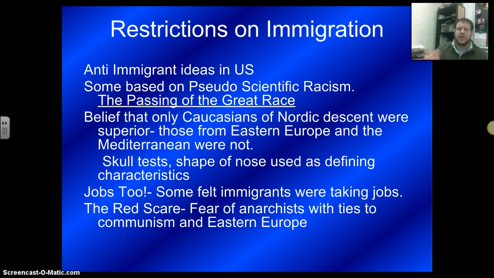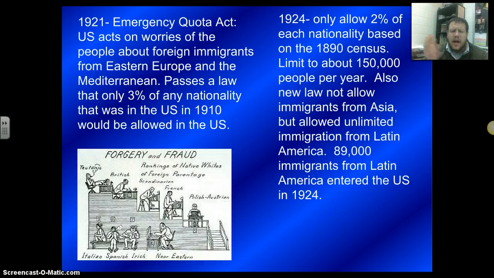And these ideas are present here in the United States too. Some people thought that immigrants were taking jobs. We had the Red Scare we talked about at the end of World War I, where anarchists had ties to communists, ties to Europe. Here's a quick review about those ideas.